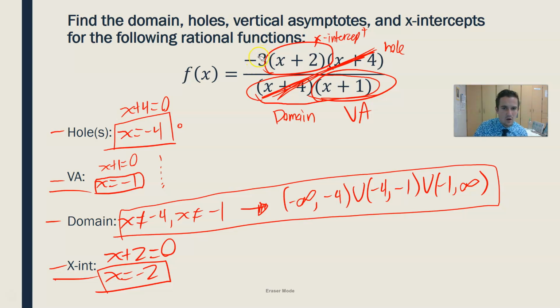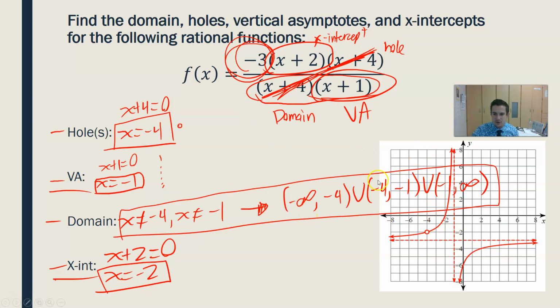Mr. Burrell, what do we do with this negative 3? Basically, that negative 3 is trash. It's not going to affect the hole, the vertical asymptote, the domain, or the x-intercept. It might change a little bit about how the function looks, but these characteristics will not change. So you don't have to worry about it. Throw it away. Ignore it. It's not going to affect any of these different characteristics.